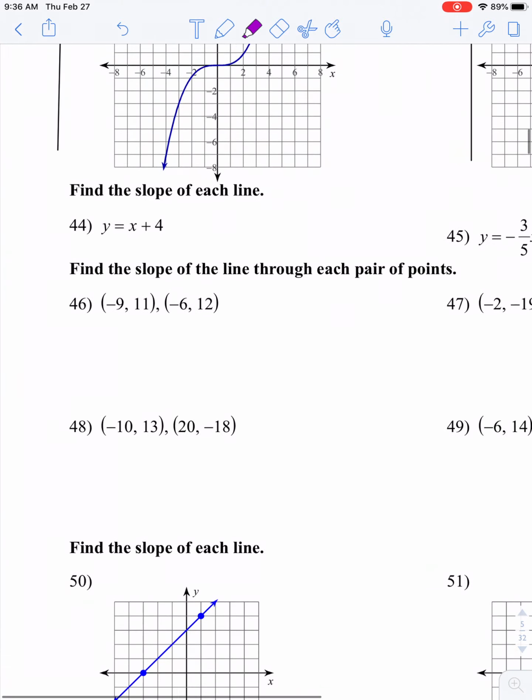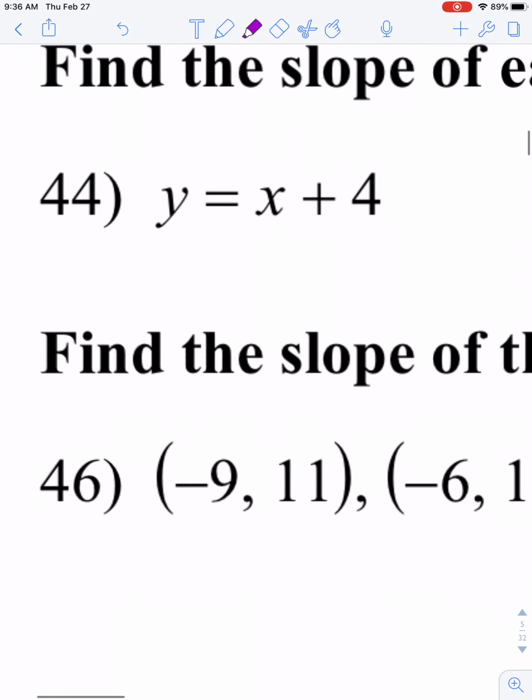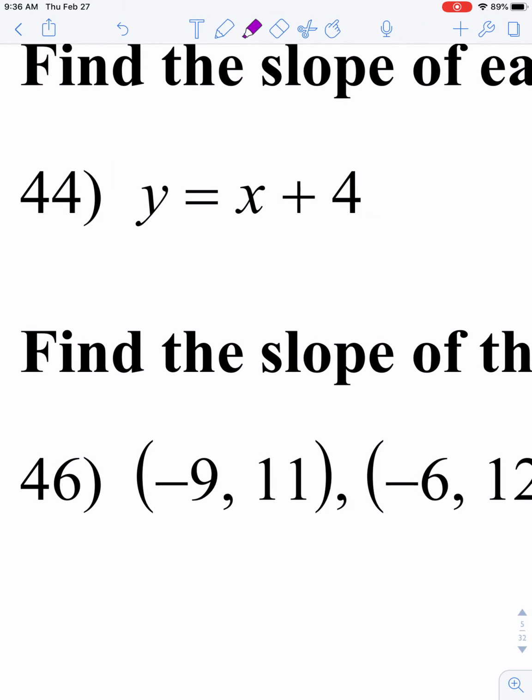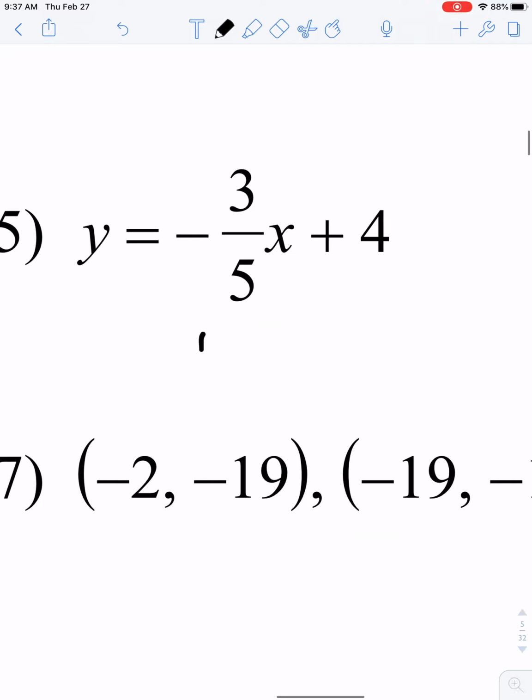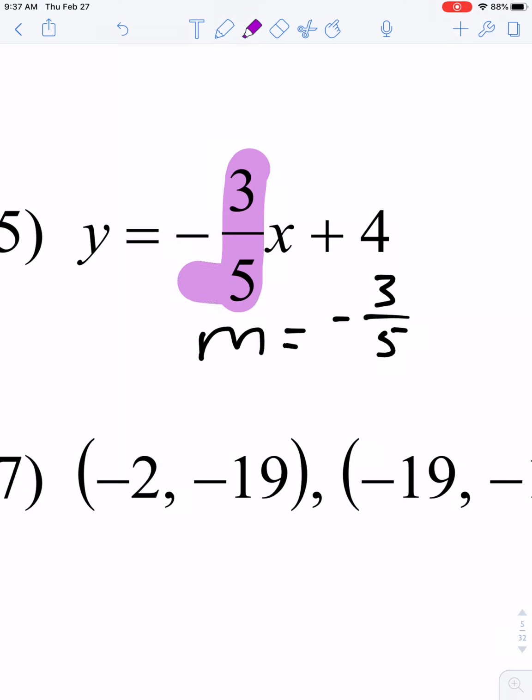And so if we look at number 44, we can see that it says y equals x plus 4. But there's not a number right before x. And so what you really need to know is that when there isn't a number, there's always an expectation of 1. And so the slope of this line is 1. Looking at number 45, the slope of this line is negative 3/5. It's always going to be the number right in front of x when it's written y equals mx plus b.